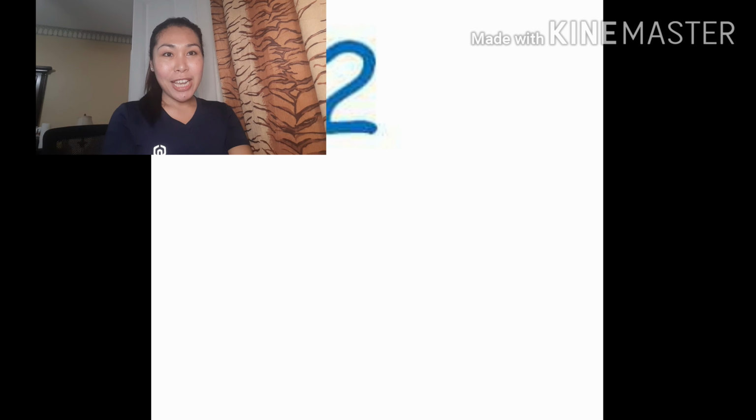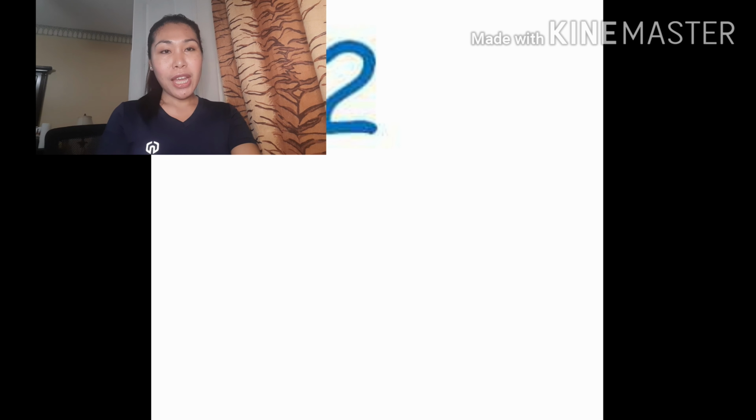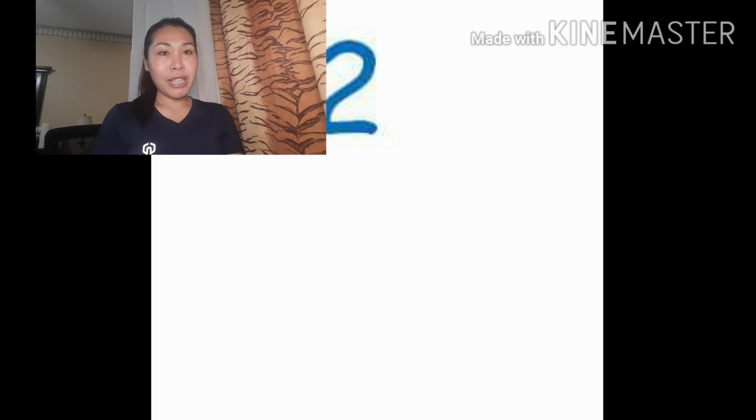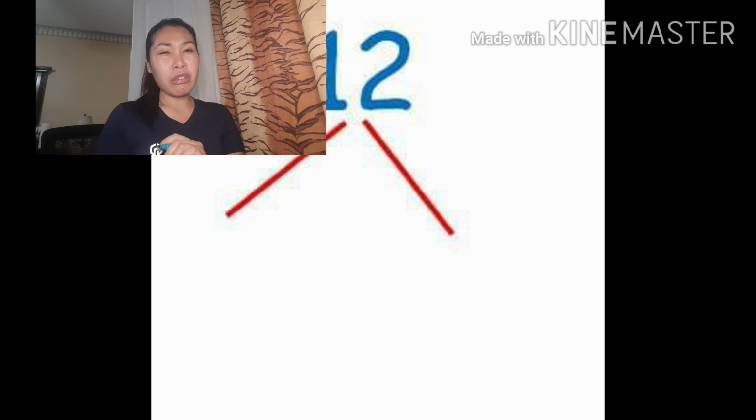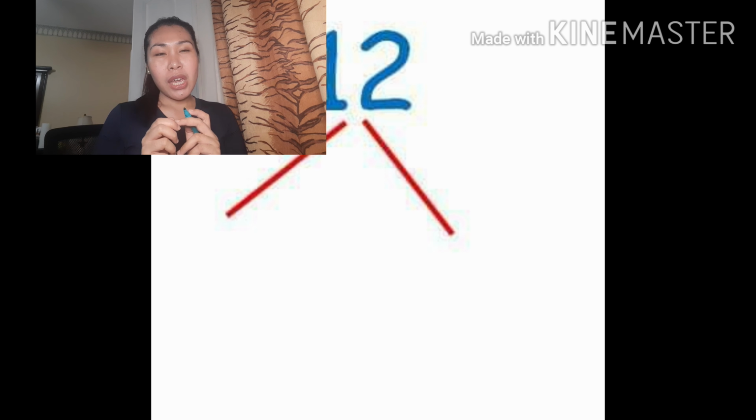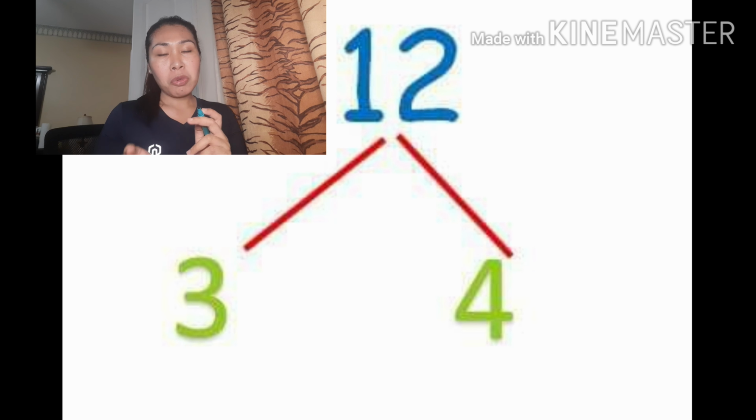So let us have now a 2-digit number. Let's say we got there 12. Earlier we drew 2 lines below the number, so let's draw 2 lines there. That's 12. And look for factors of 12 which could already have a prime number on the side. I could only think of 3 and 4 because that one can give me 12, or it could be 2 and 6. So I could start with 3 and 4.